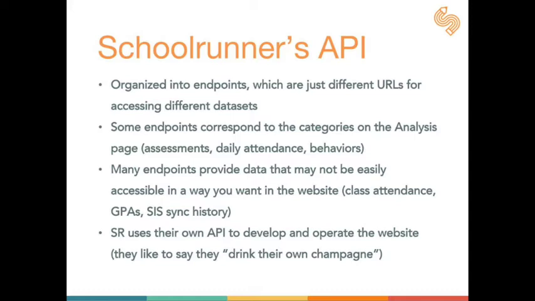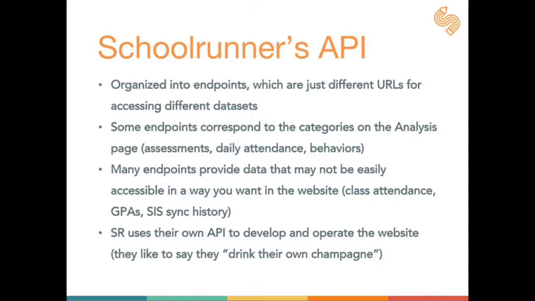I've even heard that Schoolrunner uses their own API to develop and operate their website. A former developer at Schoolrunner told me that they like to drink their own champagne. It's a phrase you hear a lot in web development. It basically means that the developers of a web app will consume their own APIs to make it easier to develop new features. So Schoolrunner developing APIs is kind of a win-win. It makes it easier for them to develop new features, and when they publish those APIs and make them accessible to us as users, we can do lots of cool custom things. That's a very common practice in web development.